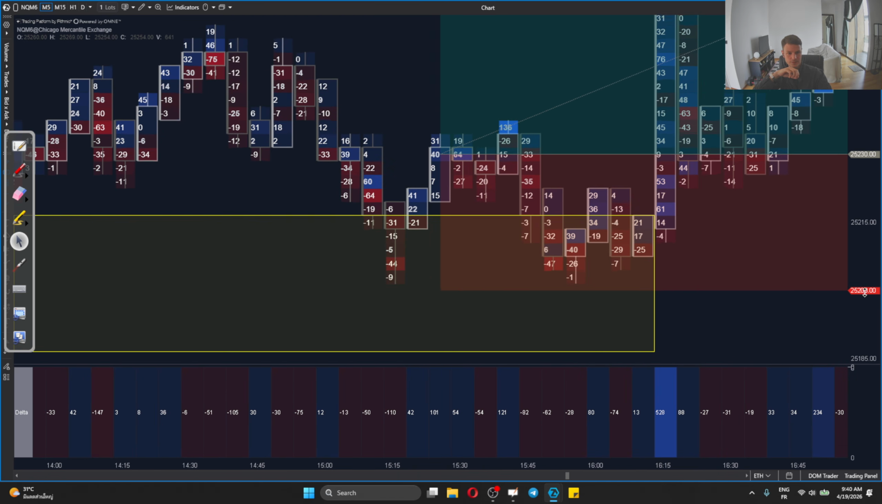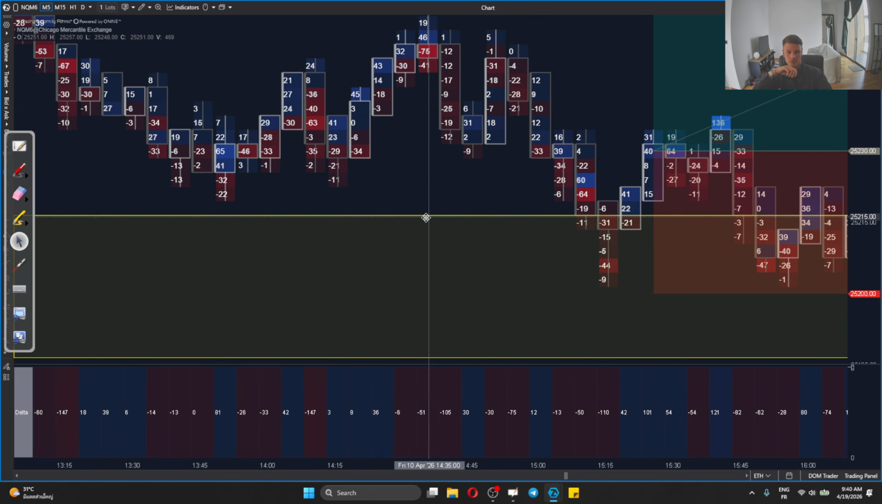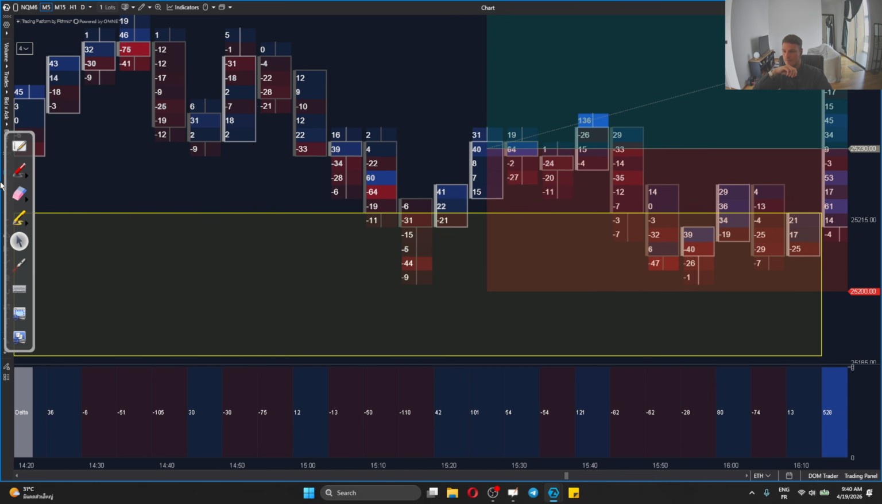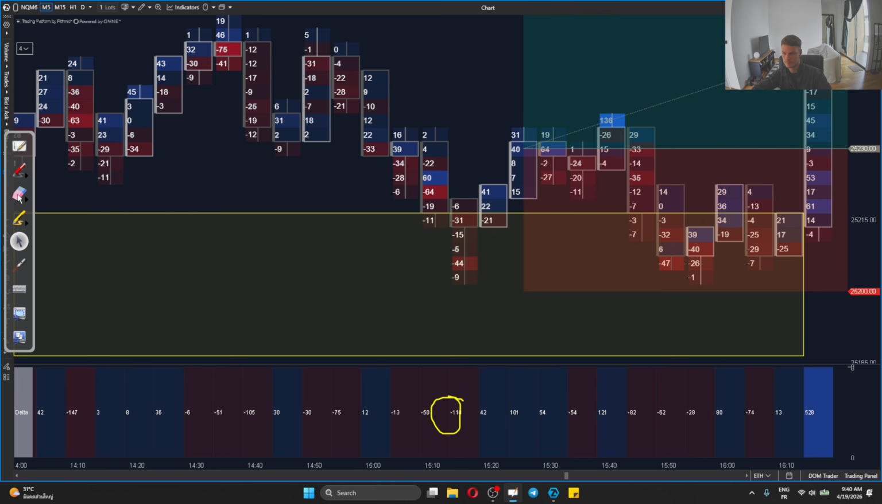Let's look at this example right here. Let me zoom in a bit more. So obviously we have our yellow box here. Let's look at the positive delta on our candle. 101, good. Let's see what we had earlier. Sorry, guys. So 101, good amount.